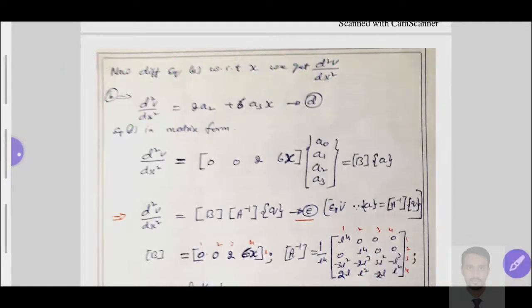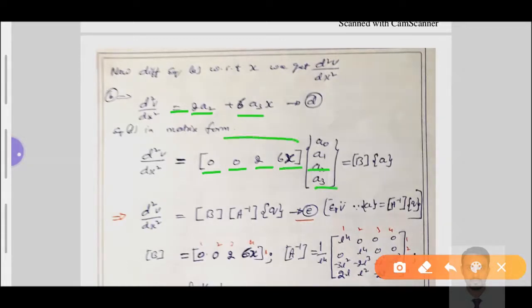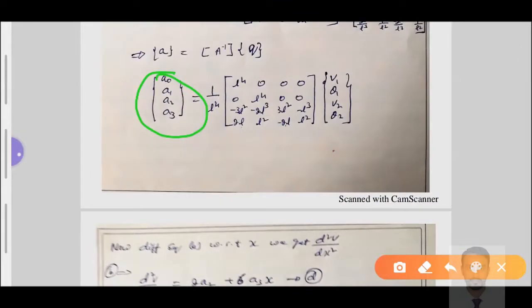Call it as equation number D. Then this equation number D, rearranging in terms of a matrix form, we have A naught, A1, A2 and A3. This we have found. Then the coefficient of A naught we have 0 here, and A1 we don't have 0. A2 coefficient we have 2. A3 coefficient we have, this I'll call it as a B matrix, and this I'll call it as an A matrix.